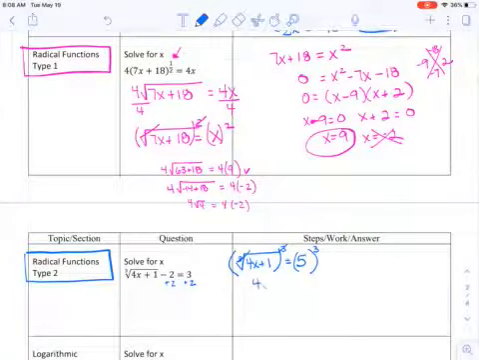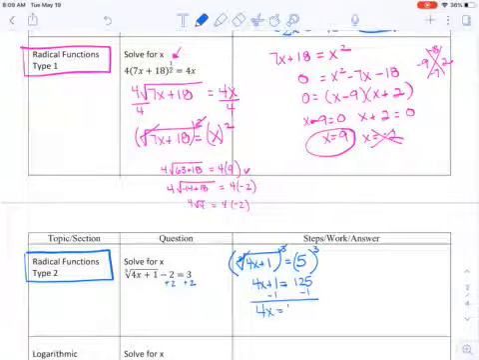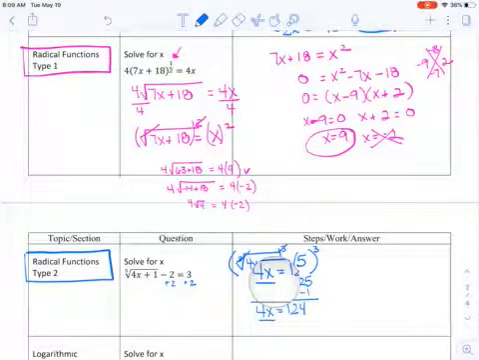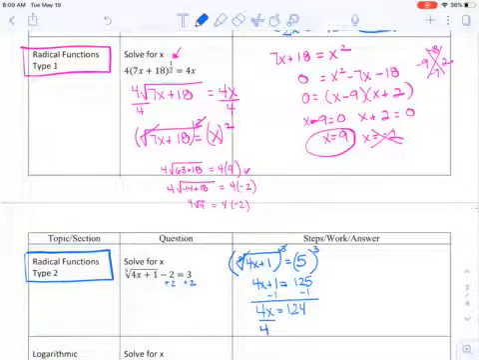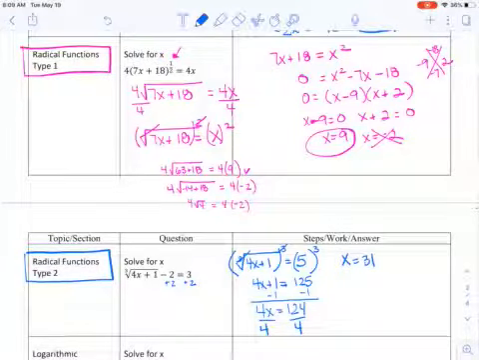And so I'm going to get 4x plus 1 equals 125. Now just solve for x. 4x equals 124. Divide by 4. And x equals 31. So we're going to check our answer.